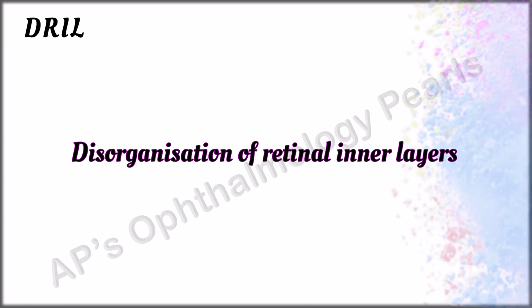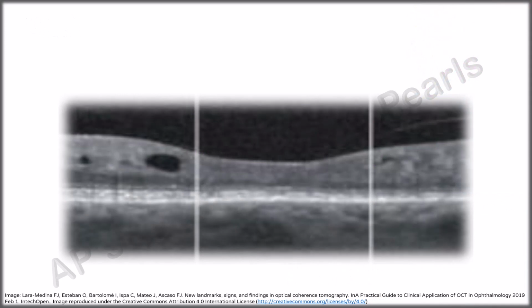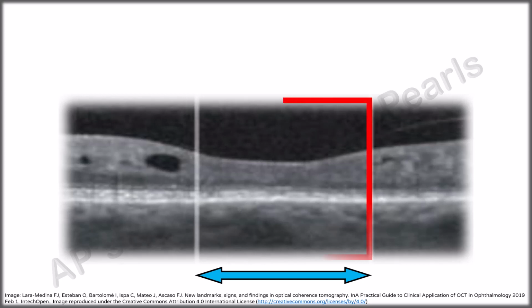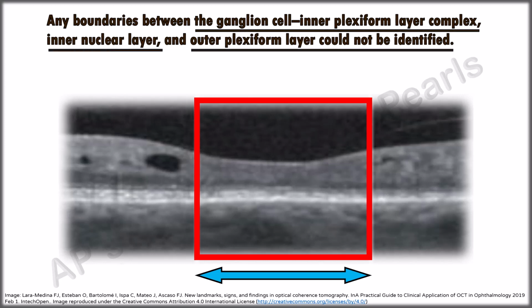Disorganization of retinal inner layers, or DRIL, is an OCT biomarker identified by Dr. Jennifer Sun and colleagues from the Joslin Diabetes Center in Boston. Sun et al. defined DRIL as the horizontal extent in microns for which any boundaries between the ganglion cell inner plexiform layer complex, inner nuclear layer, and outer plexiform layer could not be identified.